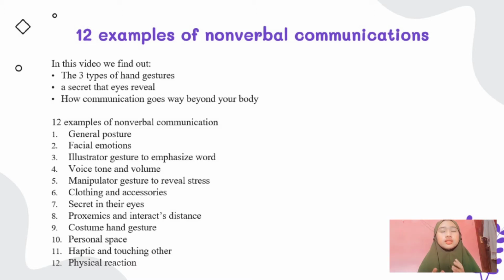3 is illustrator gestures to emphasize words. Illustrator gestures are very important because they help the other person understand and remember your words more deeply. For example, if you're saying that something is big or tall, or trying to emphasize a point, your hands move in unison.